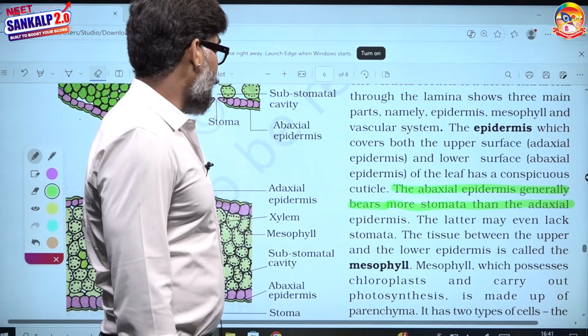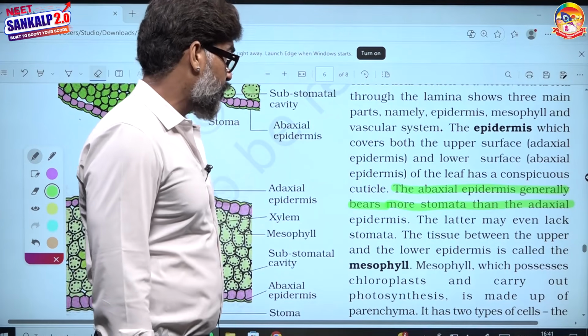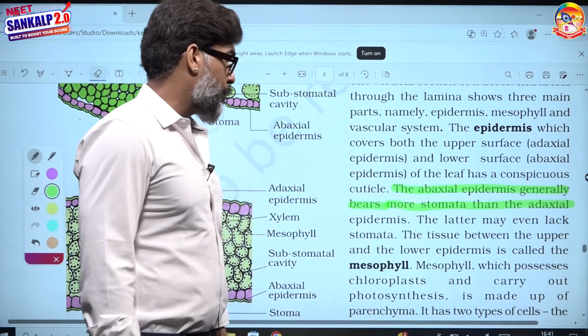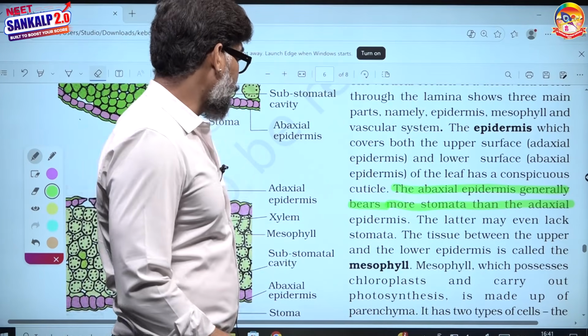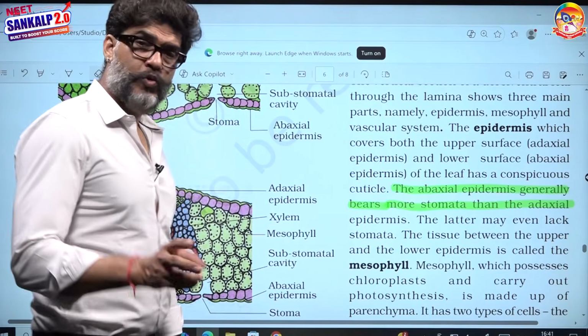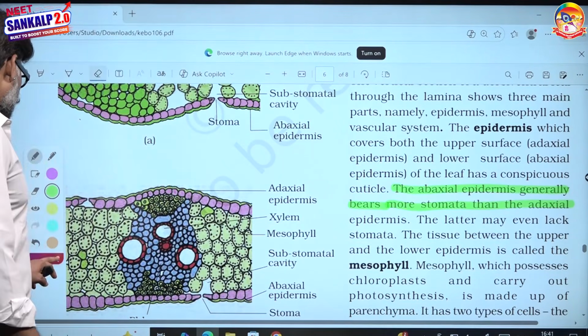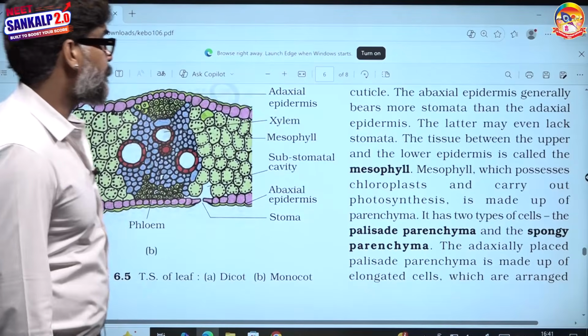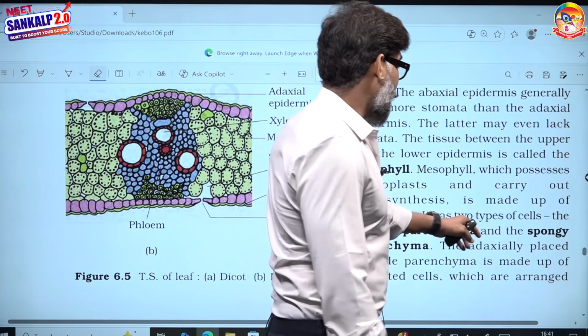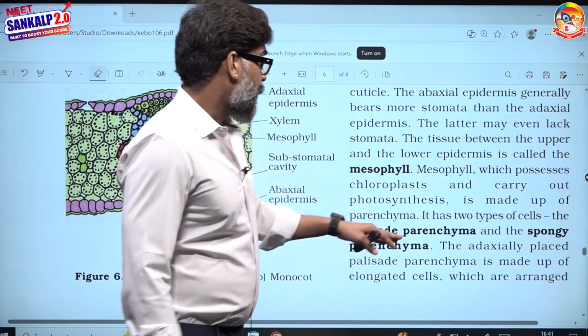The tissue between the upper and lower epidermis is called mesophyll. Mesophyll possesses chloroplasts and carries out photosynthesis. It is made up of parenchyma. It has two types of cells. What are these two types of cells? Palisade parenchyma and spongy parenchyma.